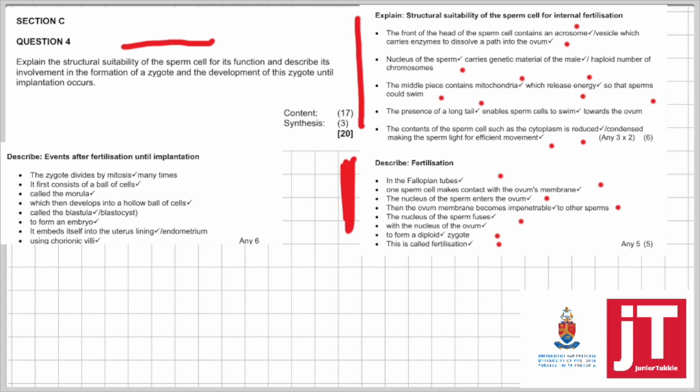events after fertilization until implantation. So here, the zygote divides by mitosis to form a ball of cells called the morula, which will then develop into a hollow ball of cells called the blastocyst to form an embryo. This will embed in the endometrium lining using chorionic villi.